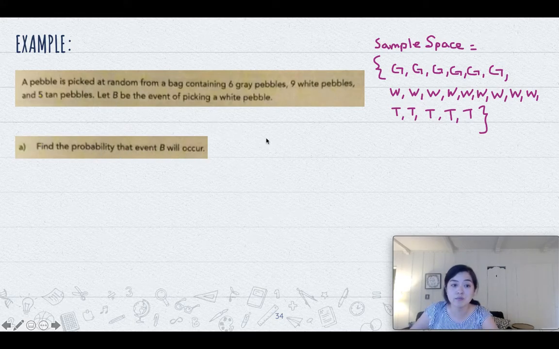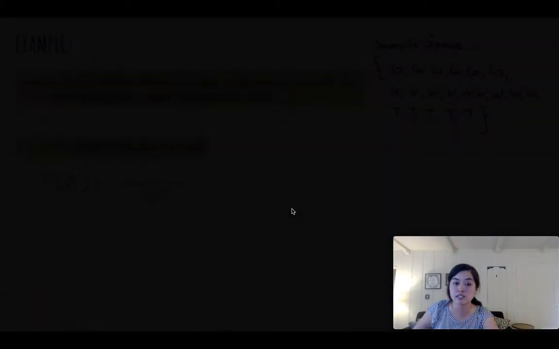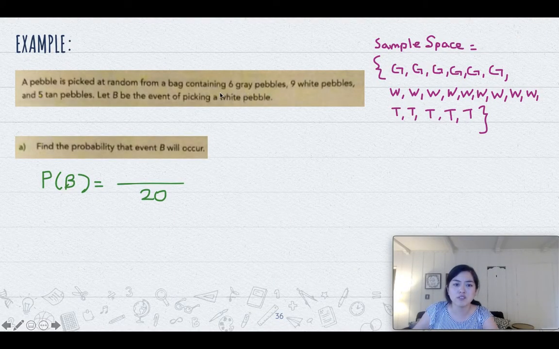To find the probability of event B, we have to write the total number of equally likely outcomes. So we do 6 plus 9 plus 5, which is 20. Event B's favorable number of outcomes is picking a white pebble. Let's see how many white pebbles there are. There are 9 white pebbles, so I'm going to write that in the numerator. So my probability of picking a white pebble is 9 out of 20.